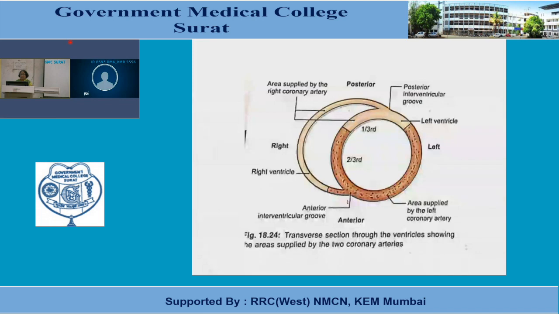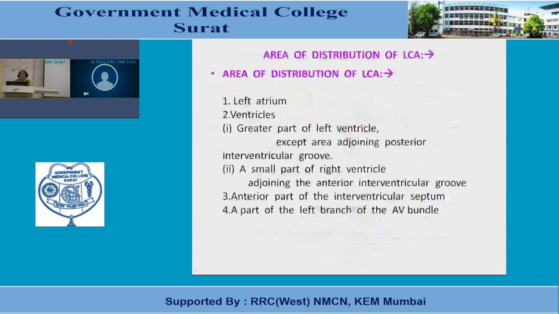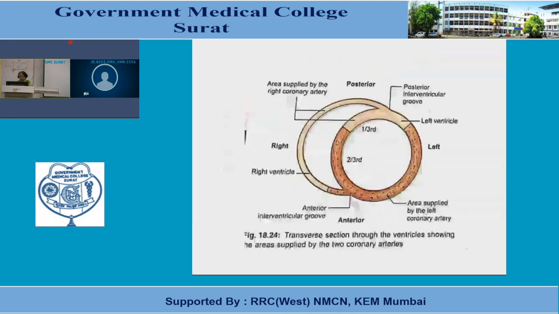This is a transverse section through the ventricles showing the areas supplied by the two coronary arteries. As per the theory, the left ventricle is supplied by the left coronary artery except the area adjoining the posterior interventricular groove, and a small part of the right ventricle adjoining the anterior interventricular groove. Then the anterior part of the interventricular septum, and the fourth is part of the left branch of the AV bundle. So this is the area of distribution of the left coronary artery, as the diagram indicates.